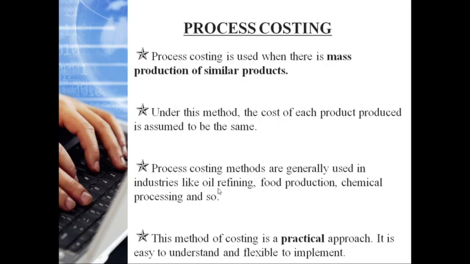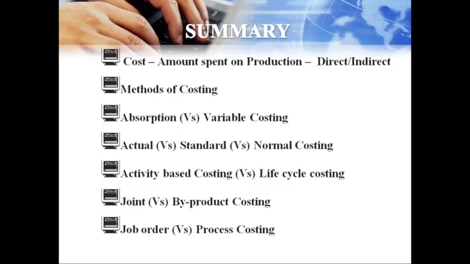processing companies. So what happens in this company, the cost involved in production is assumed to be same for all the products because the company is involved in production of only one product and in larger quantum. So the total cost that is involved in the production process is assumed to be same for all the products. So that's process costing for you.